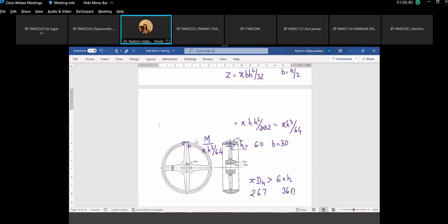Increase the hub diameter. Now there is no point in increasing the entire diameter of the hub, because then the weight is also increasing. So we are locally increasing the diameter of the hub like this, which is known as what? What do you call this local increase in the diameter of hub? Beading. So we are providing this beading. So the diameter of the beading is equal to this 360 by pi. Diameter of the hub beading is 360 by pi.